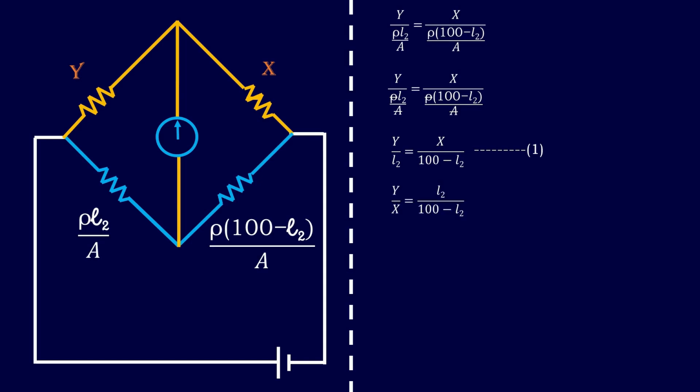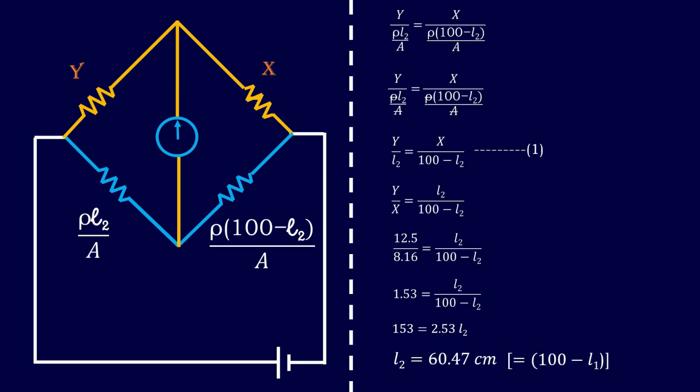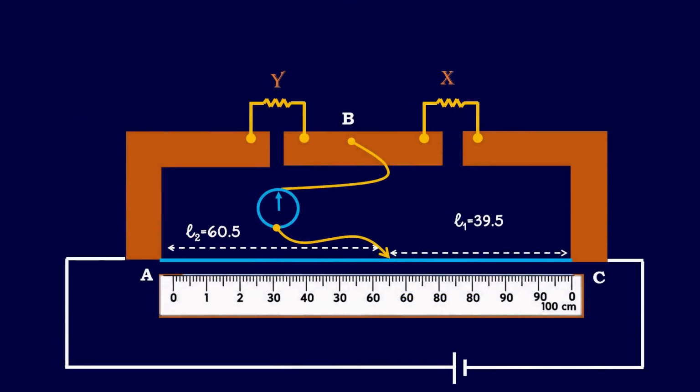Now we substitute the known values of X and Y and solve for L2. This gives the new balance length. L2 equals 60.47 centimeters. If you observe carefully, the balance lengths are also interchanged when the resistors are interchanged. In fact, L2 is simply equal to 100 minus L1. This result is consistent with the balanced Wheatstone bridge condition.